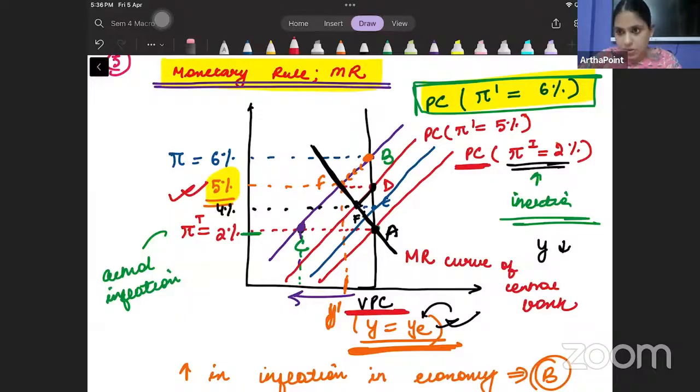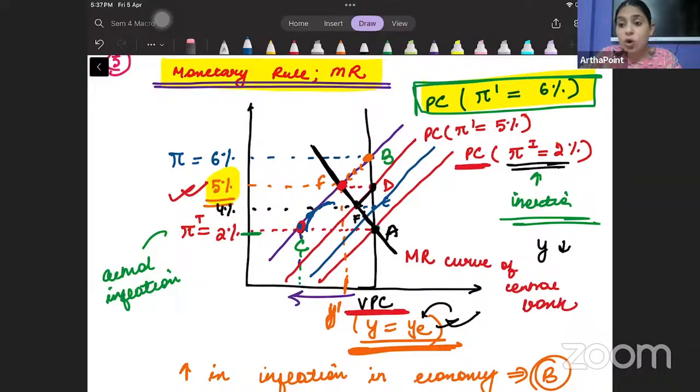Now, if you remember, in one of our classes we said that whether I will go to point F or point C depends on the risk aversion of the central bank. If not risk aversion, actually inflation aversion. If I am too worried about inflation, then my indifference curve will be closer to this. I want to attain lower inflation in less amount of time.